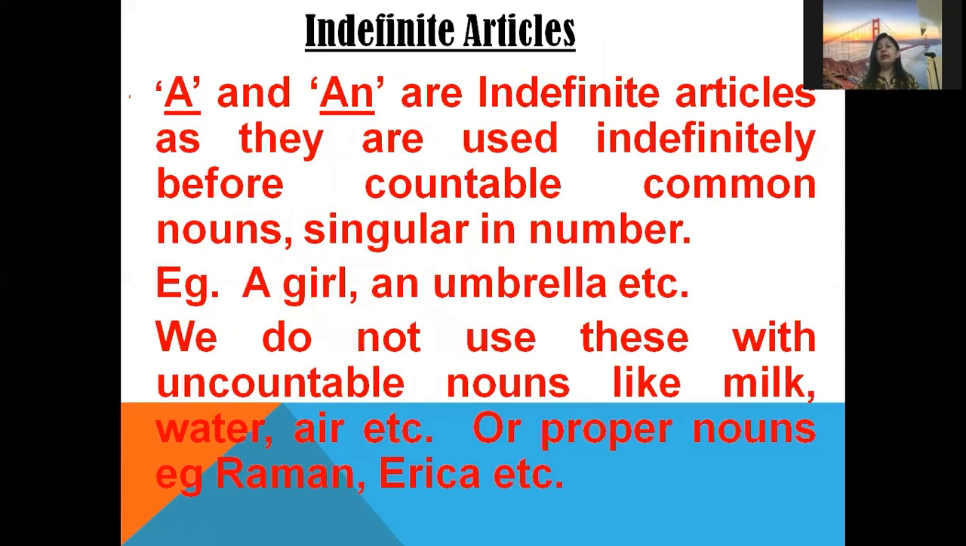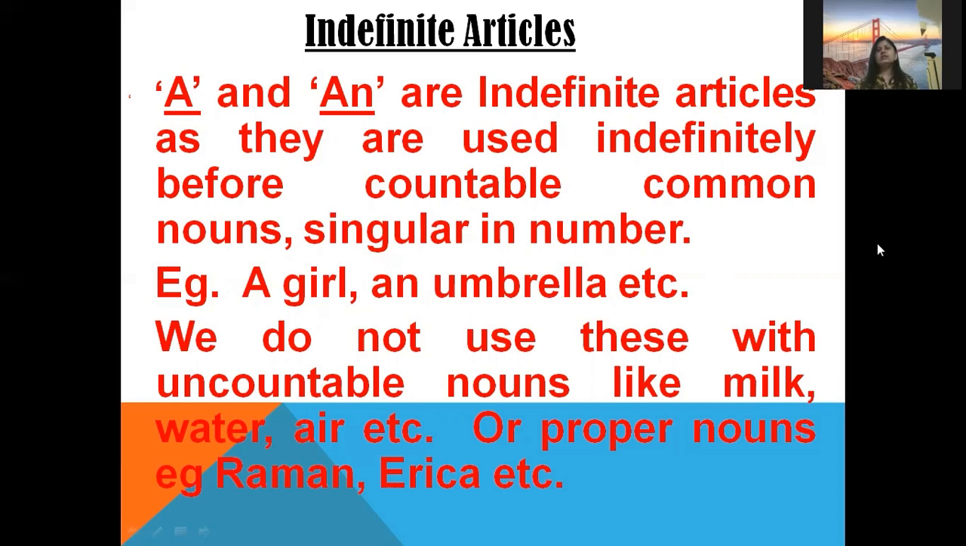A and an are indefinite articles which are used indefinitely before countable common nouns which are singular in number. Like when I say a girl, an umbrella. So girl and umbrella both are countable, common, and single in number. So we will use the indefinite article: a girl or an umbrella.